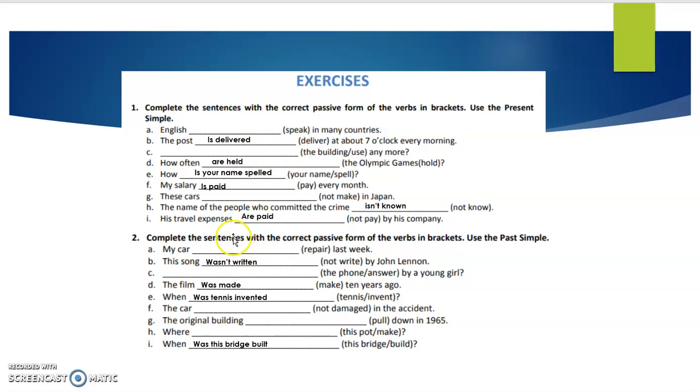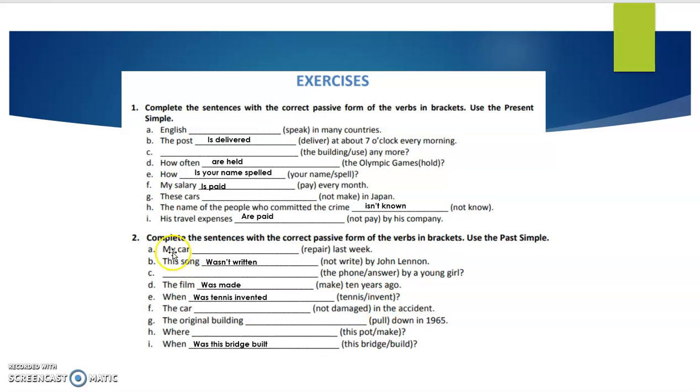Now, in this case, you can see you have here some exercises. So, what is the idea? You need to understand the indications. You read, complete the sentence with the correct passive form of the verbs in brackets. Use the present simple. So, it means that these sentences are in present, but in passive voice. You only need to complete the gap, as you see in these examples.